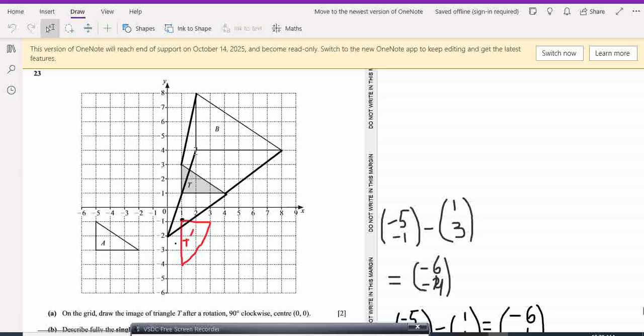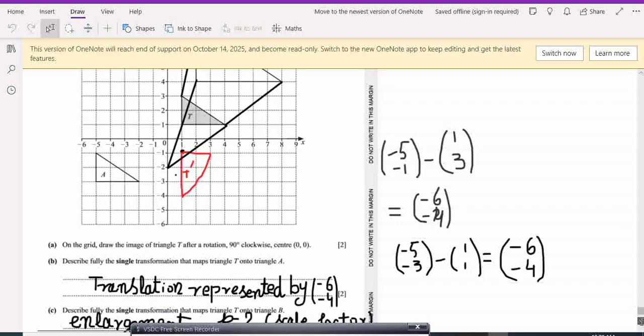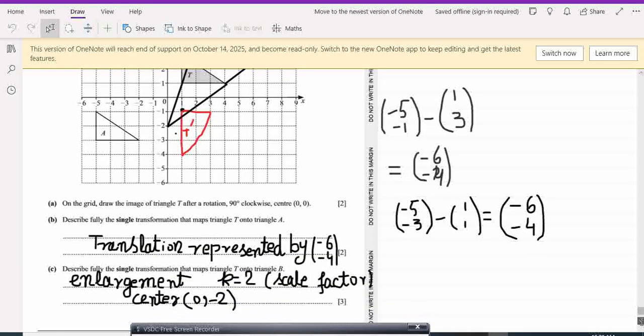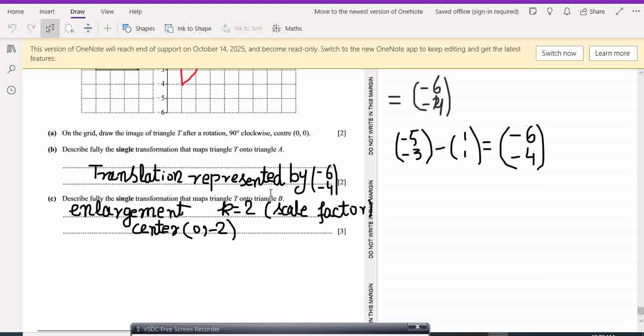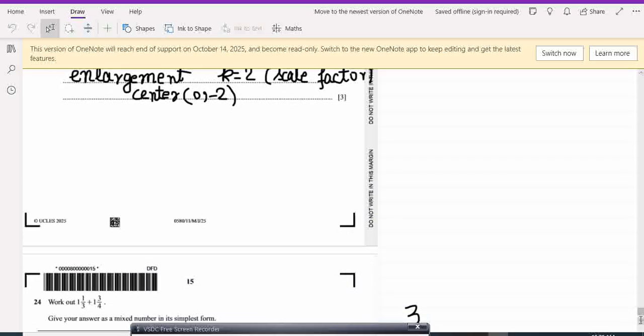If you produce this line and this line, they will meet at the point 0 comma minus 2. If you produce this line, this also meets here. So 0 comma minus 2 is the center of enlargement, and because they are produced towards the object, the scale factor is positive. Okay, so the single transformation that maps T onto B is an enlargement scale factor 2 and center 0 comma minus 2. If you write this, you get the full marks. That's it. Next question is 24.